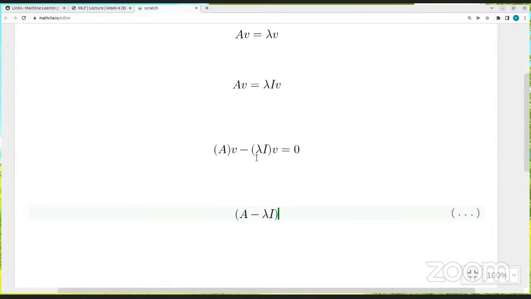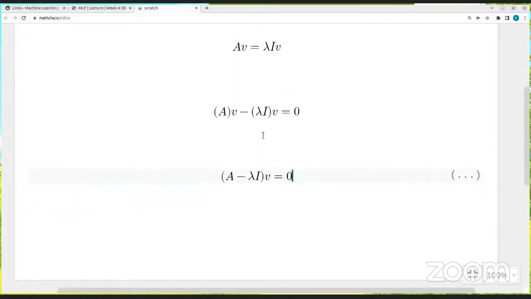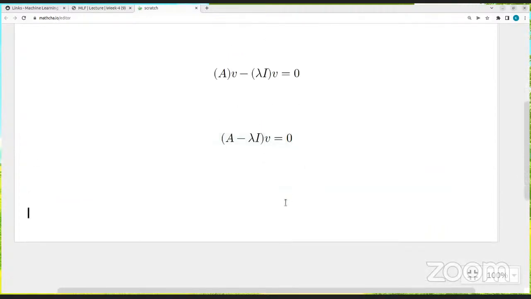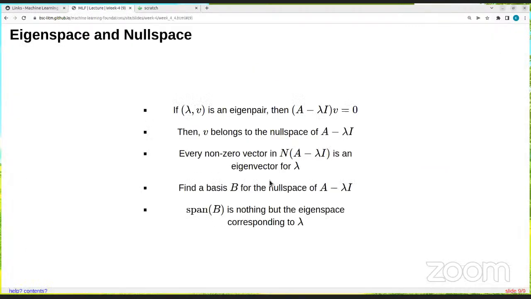So (A − λI)v = 0, right? This is what we are really talking about. Once (A − λI)v = 0, v is in the null space of A − λI.